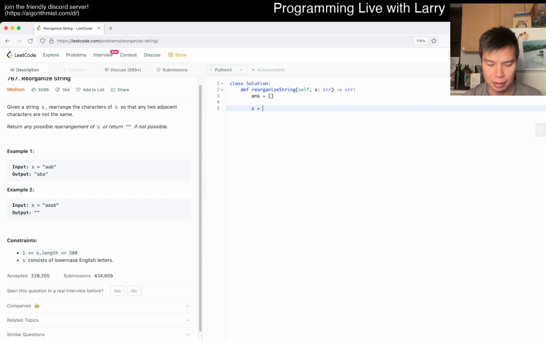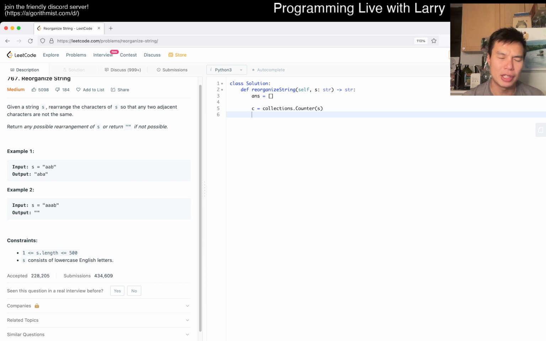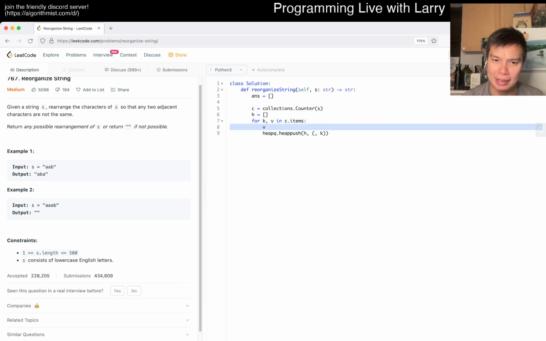So we go through S, and then you have C dot items. And then we could put it in a heap, which is a min heap, so we want a max heap. So for each key, we want to put the key, but we also want the value. But here we want the max heap, so we do negative V, and I think we are good here.